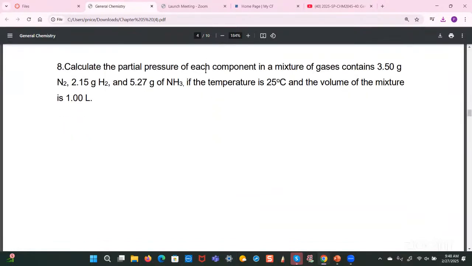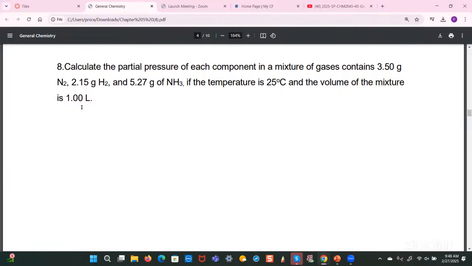It says calculate the partial pressure of each component in a mixture of gases containing 3.50 grams of nitrogen, 2.15 grams of hydrogen, 5.27 grams of ammonia, if the temperature is 25 degrees and the volume of the mixture is 1.00 liters. Now, this is dealing with a gaseous mixture, which I will admit we have not dealt with yet, because that would be the next topic.